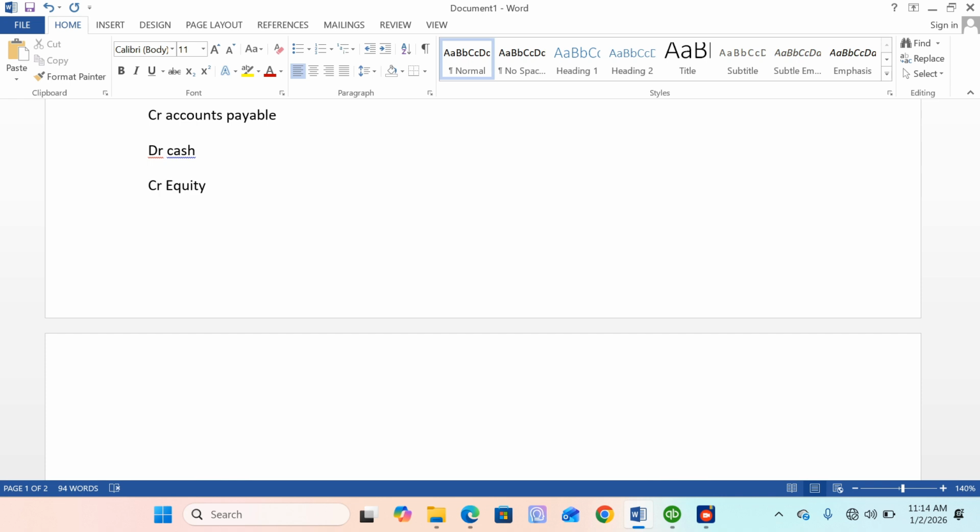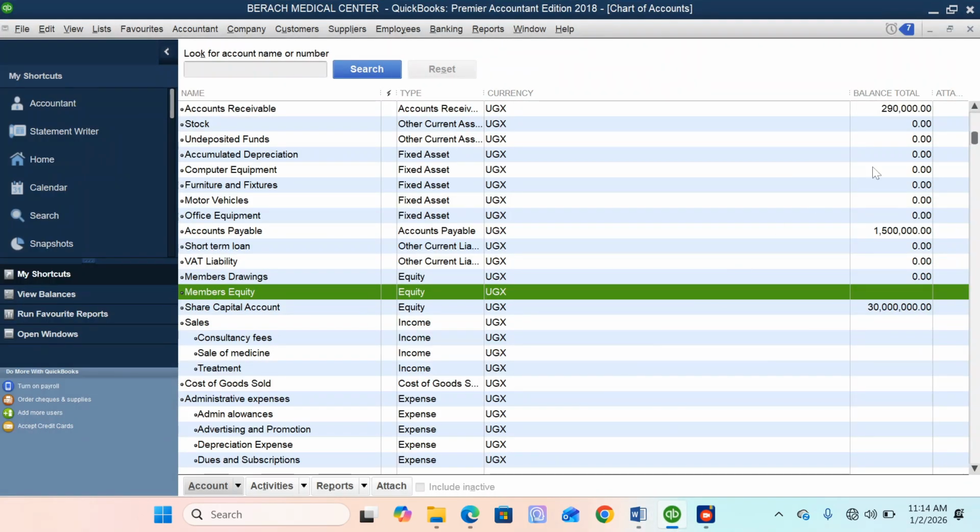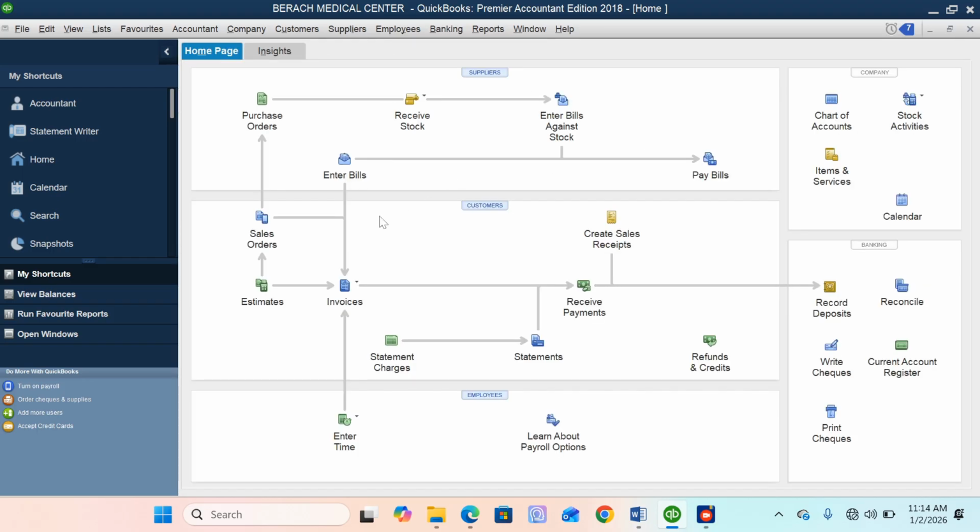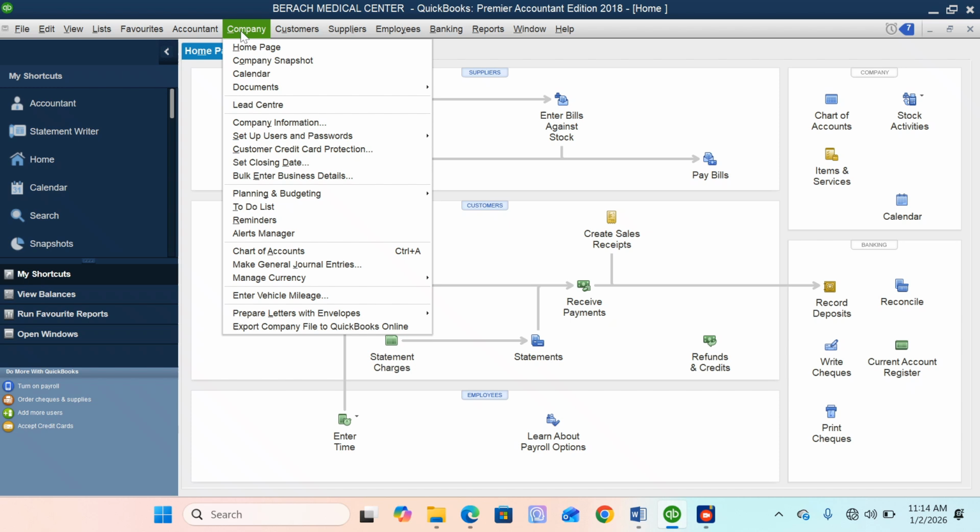Of the accounting equation. So let me go and give a real example in our accounting system, QuickBooks. We want to pass a journal entry. Supposing we have gotten a loan from the bank and we want to pass a journal entry in QuickBooks. When we get a loan from the bank, our cash at the bank increases. The bank deposits money on our account. So our cash in the bank increases, but our liability in terms of loan has also increased. So we are being demanded. So you go on company here and click on general journal. Make general journal entries.